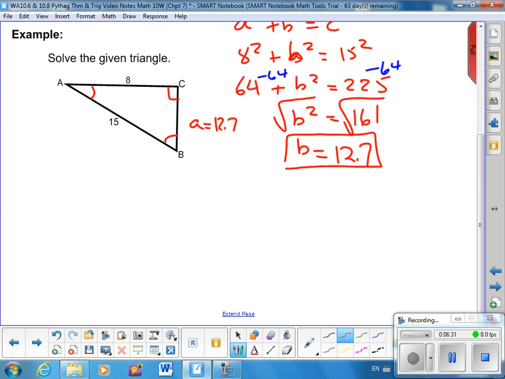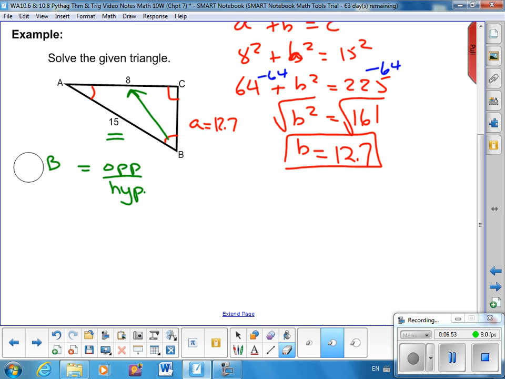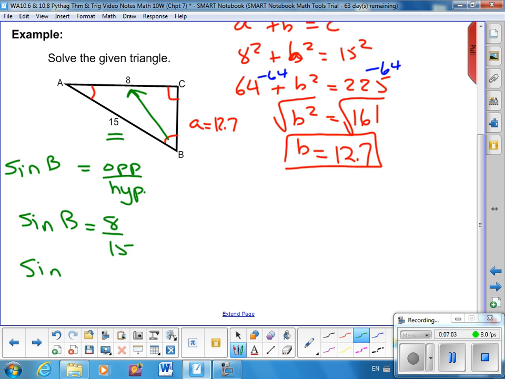Now, I can use the side I calculate, but I try not to. If I can use given sides, then I probably have less of a chance of error. So in this angle B, let's try and find angle B. The opposite side is 8. The hypotenuse is 15. So I have the opposite and the hypotenuse, so I am going to use the sine function. Sine of B is 8 over 15. Sine of B is 0.53.